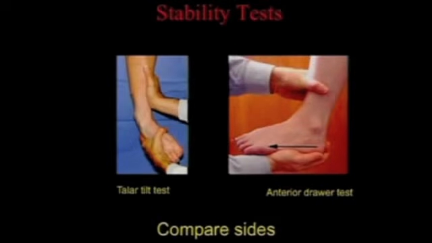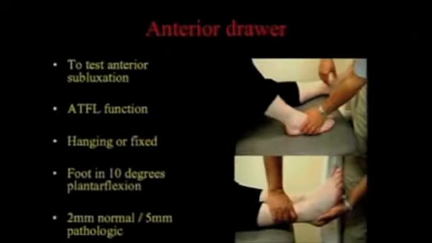Do your stability test, and the one I rely most on is the anterior drawer test, because talar tilt can be negative in almost 50% of your patients. But compare with the other side. You've got two ankles, okay? So if you are doing one ankle stability test, you've got to be comparing with the other side.